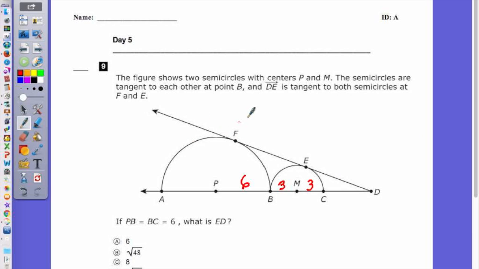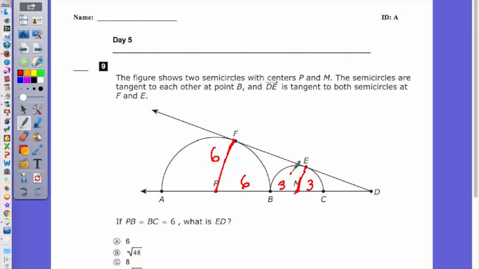So basically, and maybe this will trigger it on the EOC, if you draw a line here, P to B is a radius, right? So it's 6. P to F is a radius, right? So it's 6.